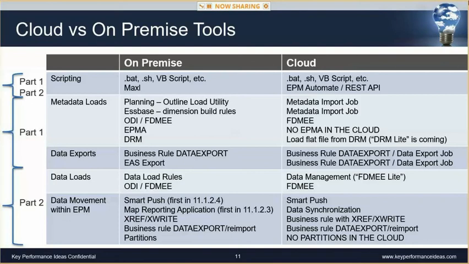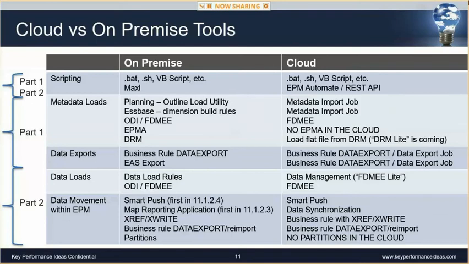In on-premise, you have the ability also to use DRM, Data Relationship Management. In the cloud, you could load flat files that came from a DRM implementation if it's in the proper format. There is a kind of DRM-light version coming soon to the cloud, so I'm interested to see what those capabilities are.